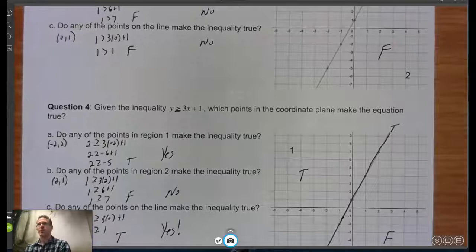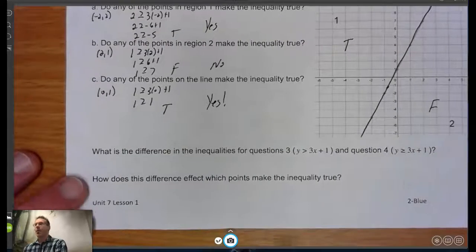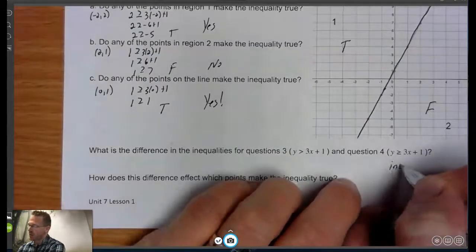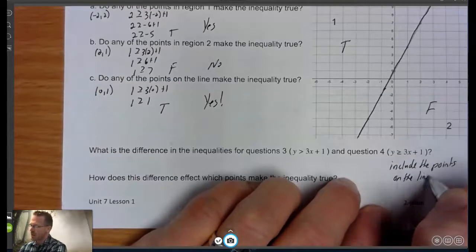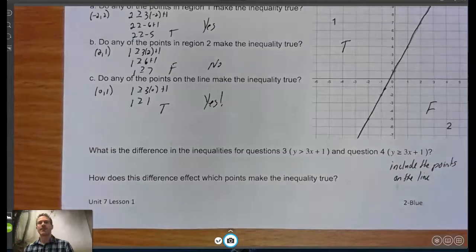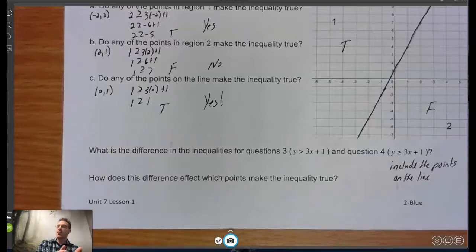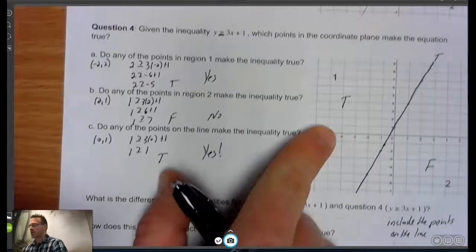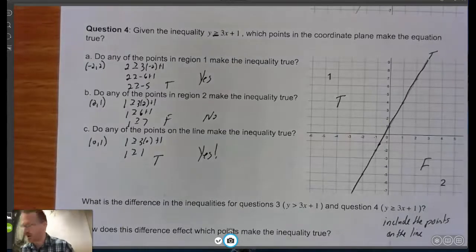So what is the difference in the inequalities for questions 3 and 4? Once we get the equal to, we get to include the points on the line. That's really the difference, and that's what we wanted you to see. How does this difference affect which points make the inequality true? It just adds another set of points. Because it's greater than, we get region 1 in both questions. That is a very big piece here. Now, how does that show up when we're graphing inequalities? Hopefully you're getting a feel for what this means.